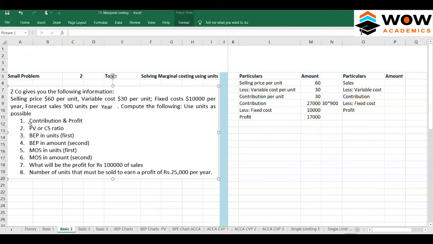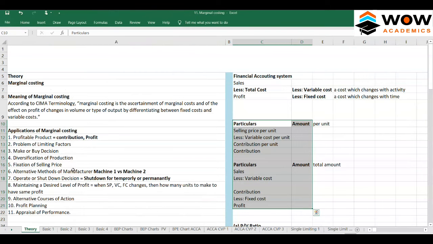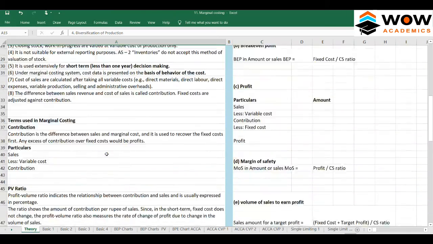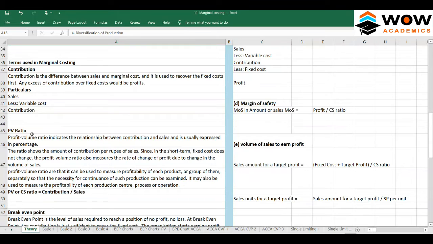We'll start with what is a PV ratio. So this is about PV ratio here. PV ratio tells the relationship between the contribution and sales. So this is the ratio here. What this ratio tells you is how much profitability a product has.